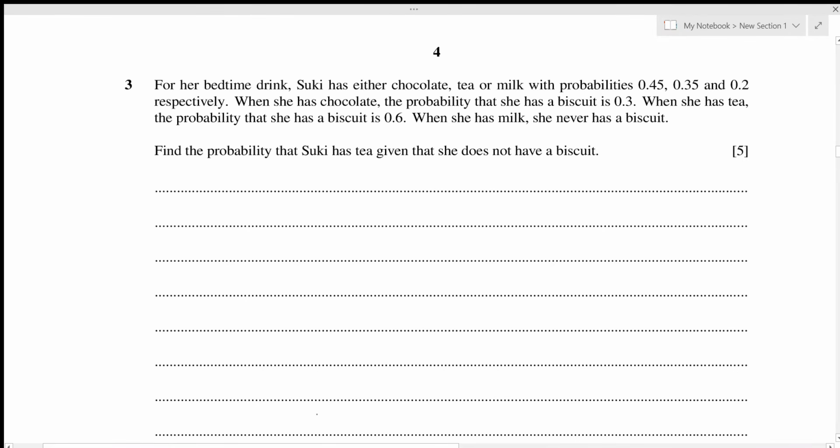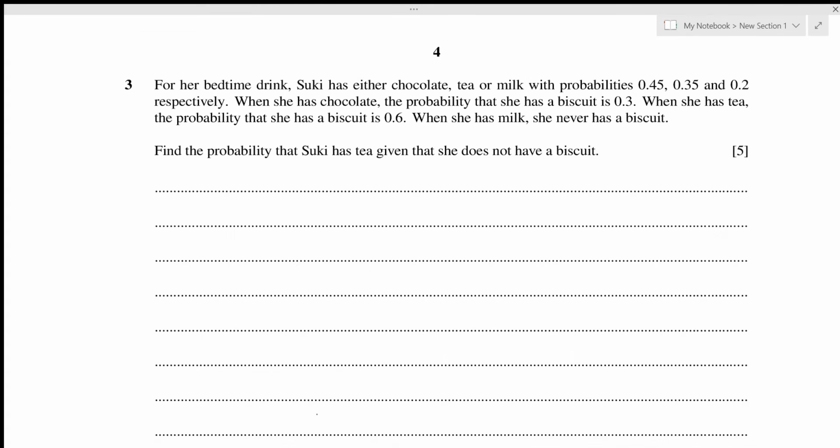So for her bedtime drink, Suki has either chocolate, tea, or milk with probabilities 0.45, 0.35, and 0.2 respectively. When she has chocolate, the probability that she has a biscuit is 0.3. When she has tea, the probability that she has a biscuit is 0.6. And when she has milk, she never has a biscuit. So we can see that this is clearly a conditional probability case.